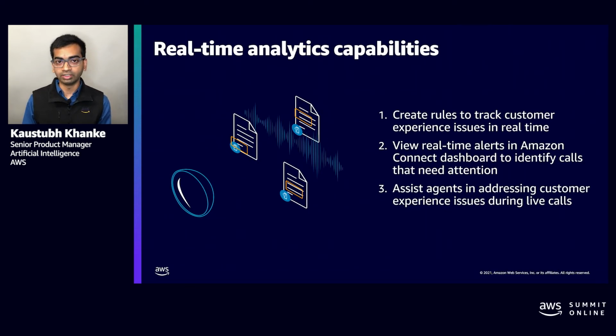The real-time alerts for live calls are then delivered in Amazon Connect's real-time metrics dashboard. This makes it easy for supervisors to identify critical calls that need their attention. Supervisors can then provide guidance to the agents and assist them in addressing the customer experience issues during the live call. Let's dive deeper into each of these steps.